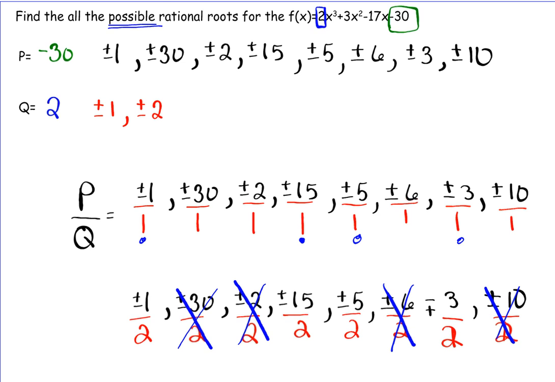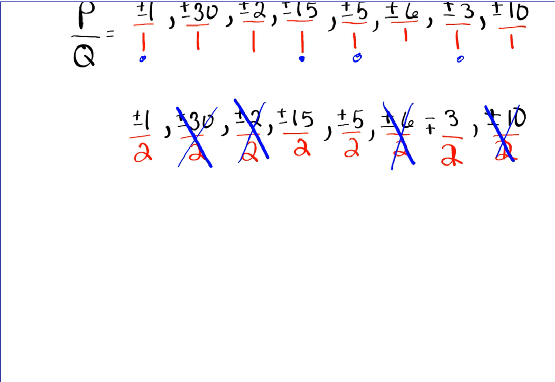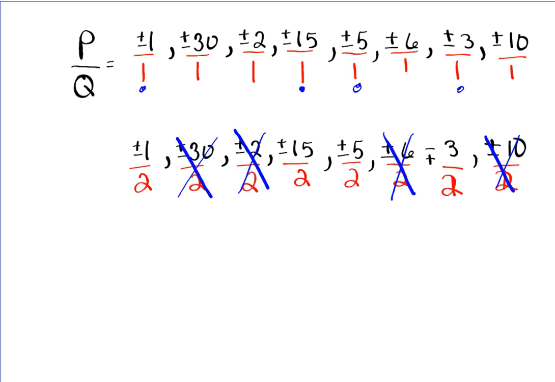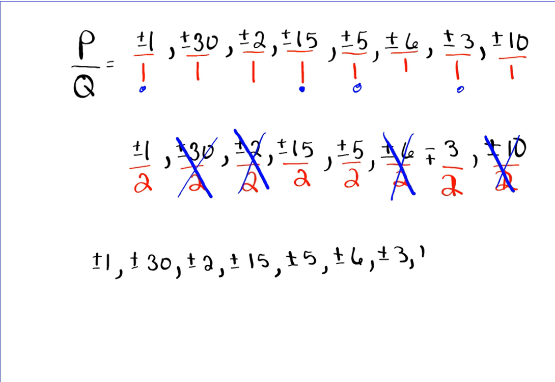So my final set is actually plus or minus 1, plus or minus 30, plus or minus 2, plus or minus 15, plus or minus 5, plus or minus 6, plus or minus 3, plus or minus 10, plus or minus 1 half, plus or minus 15 over 2, plus or minus 5 over 2, and plus or minus 3 over 2.